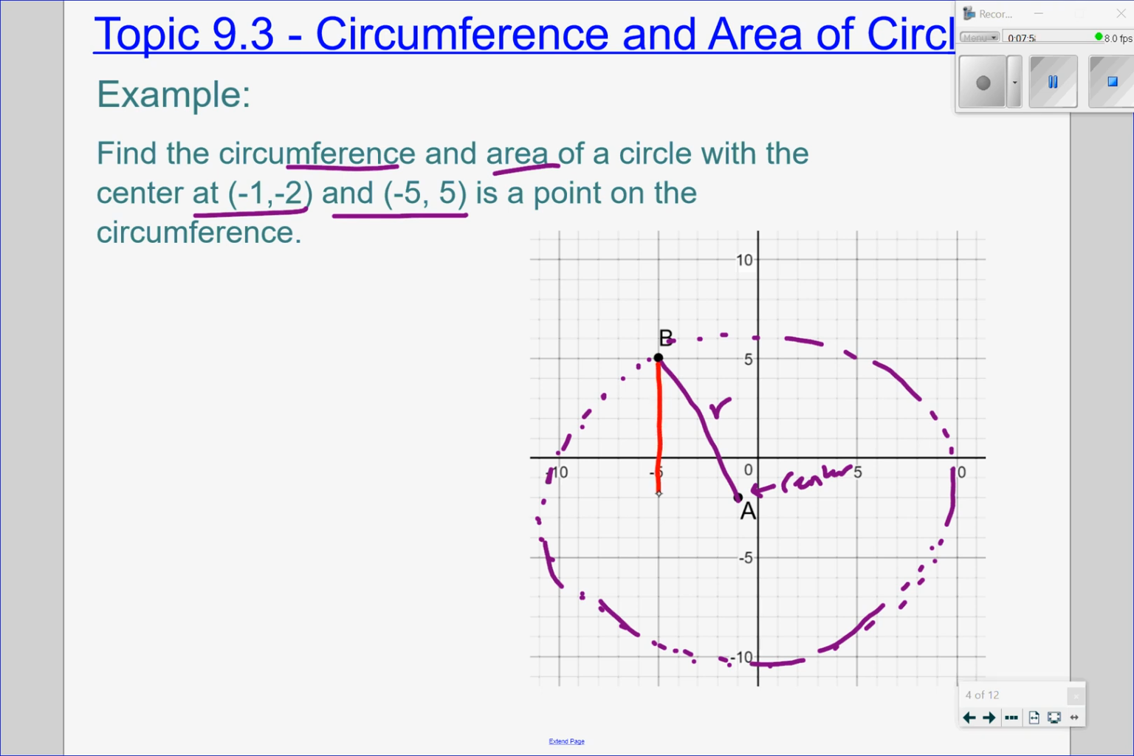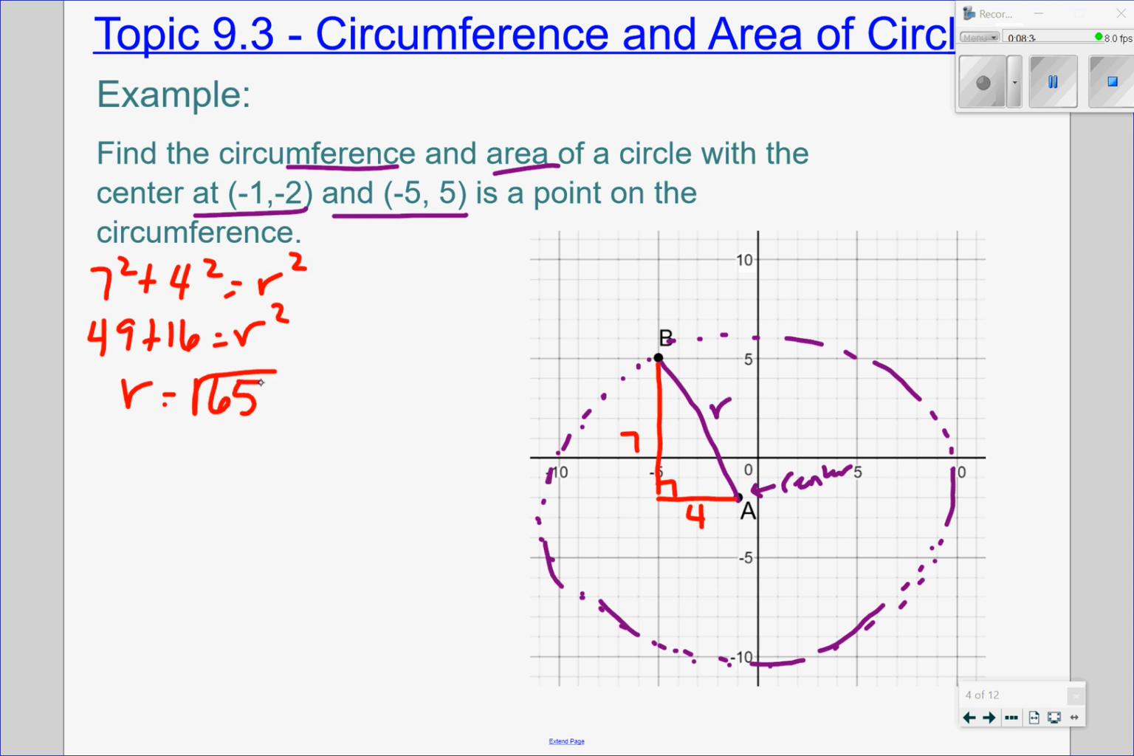So if you recall from last time, we found the length of a segment on a plane by using the Pythagorean theorem. So I went ahead and drew this right triangle here. So this is going to be a 4 by 7 right triangle. So 7 squared plus 4 squared equals our radius squared. And if we go ahead, 49 plus 16 equals the radius squared. So r is going to equal the square root of the 49 plus the 16. Now when we go ahead and put that in, we get the square root of 65. But remember, don't round before you finish your problem.